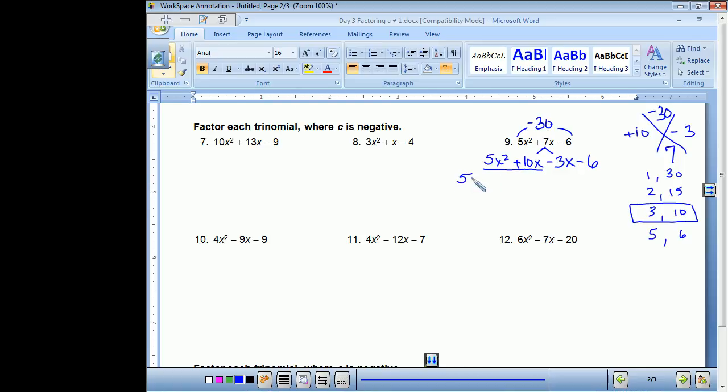Okay, so they have a 5 and an X in common. And so that gives me X plus 2. So a negative 3 comes out so that these match. So it's X plus 2 times 5X minus 3. Alright, so that's fine. If you have 5X minus 3 times X plus 2, those are the same exact answers. You could write it either way. This or this is correct. The order of the parentheses doesn't matter.